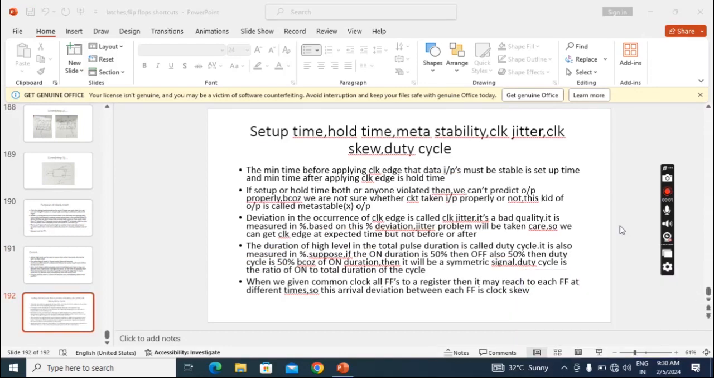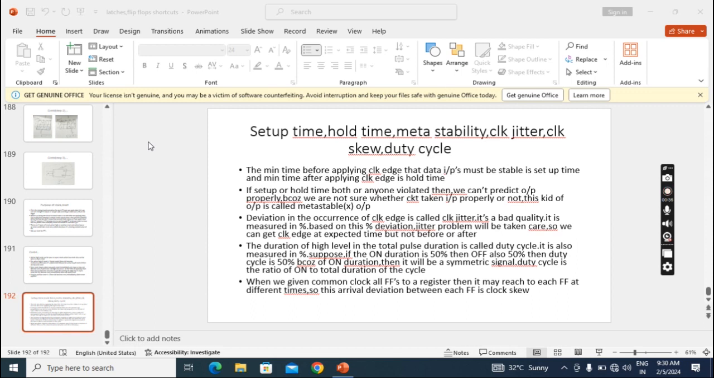In this lecture we'll discuss setup time, hold time, metastability, clock jitter, clock skew, and duty cycle. First we'll see about setup time. Setup time is the minimum time that data inputs should be stable before applying the clock edge, and hold time is the minimum time that data inputs should be stable after applying the clock edge.